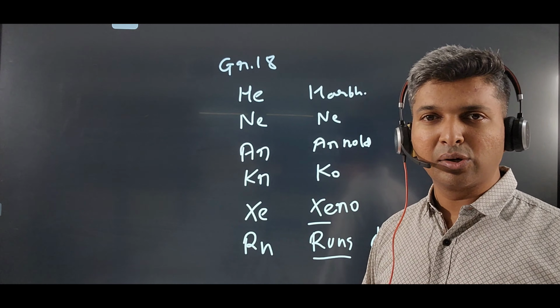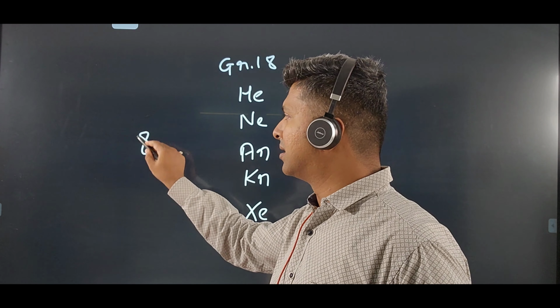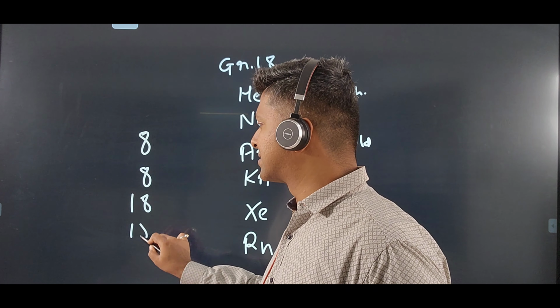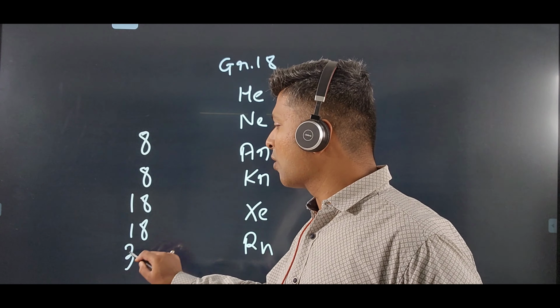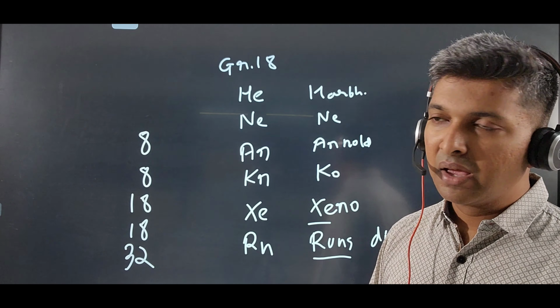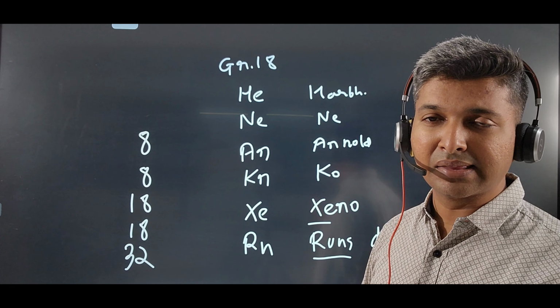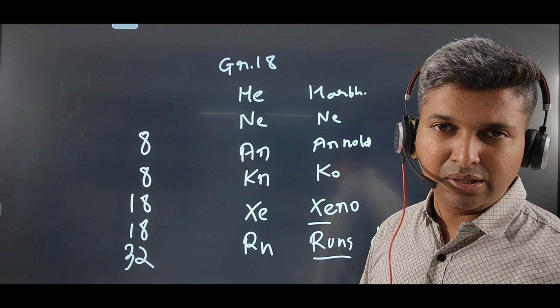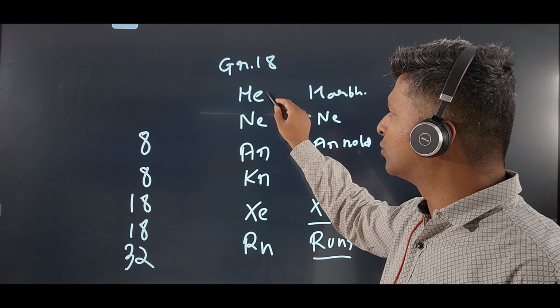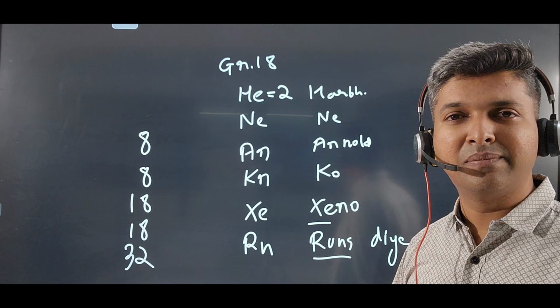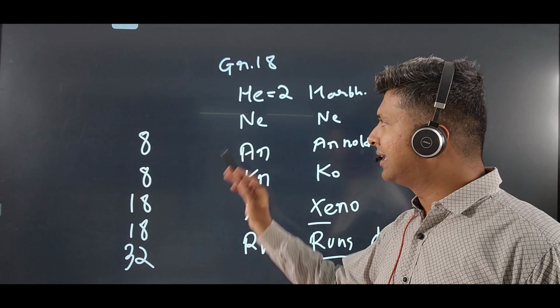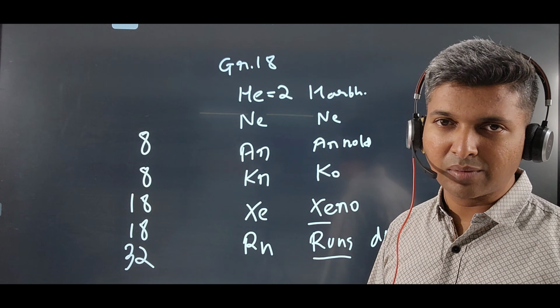But how do we remember the atomic numbers? For remembering the atomic numbers, just remember this sequence. This is applicable for the s block and group 18 as well. No, these are not the atomic numbers. What we have to do is remember the first element's atomic number. All of us know that helium's atomic number is 2.